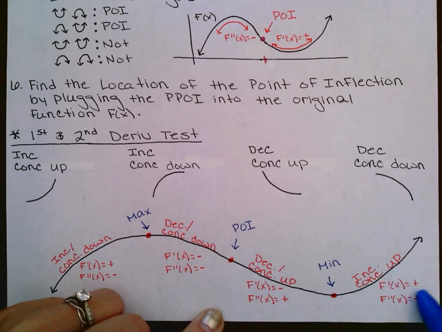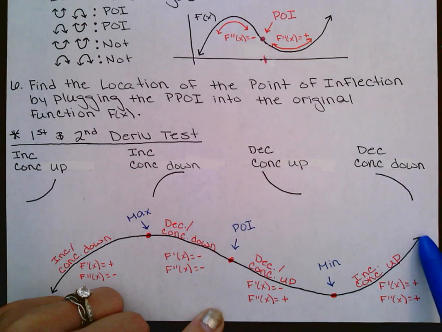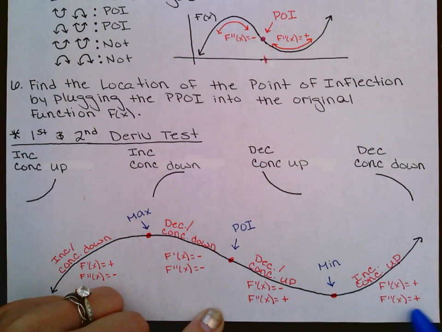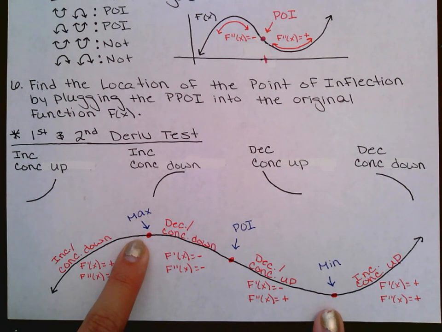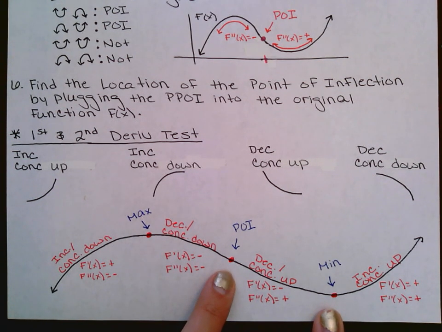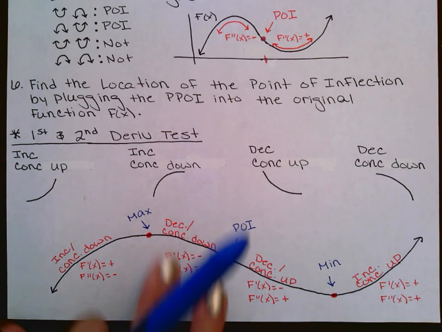Here, I would have gotten first derivative is positive. It's going up. It's increasing. And the second derivative is positive. It's concave up. And remember, the switches in increasing and decreasing are max and mins. And the switches in concavity are points of inflection. All right? So let's check out our first example.